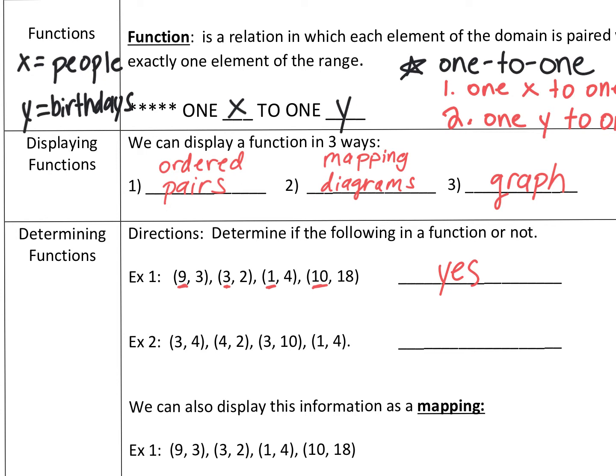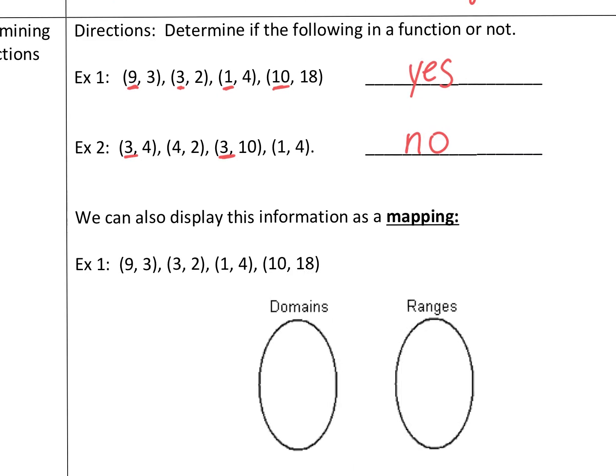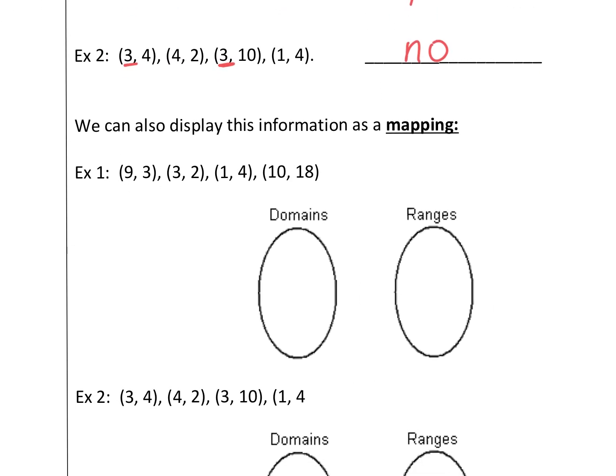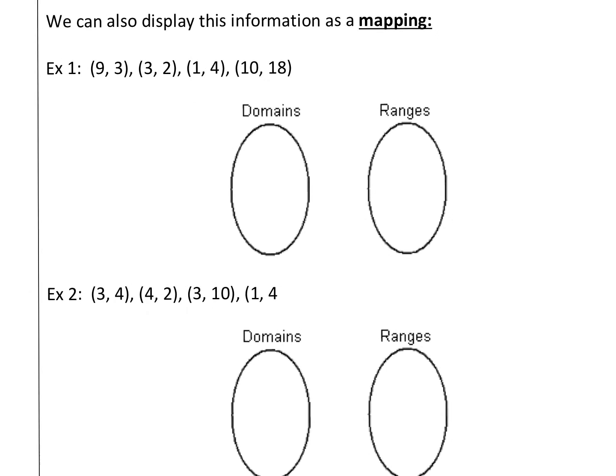Now I want you to look at example 2. Tell me, is that going to be a function or not? No, why not? Yep, 3 is the same x value. It's got 2 different y values. We cannot have that, so therefore that would not be a function. Any questions on that? Okay. Next way we can display these are actually the same exact coordinate points. So we already know the first one's going to be a function, the next one's not.